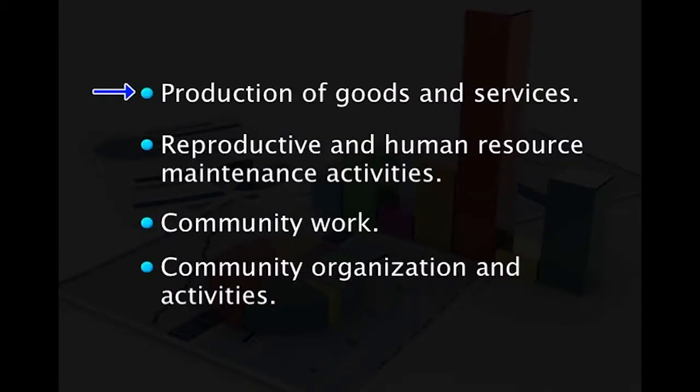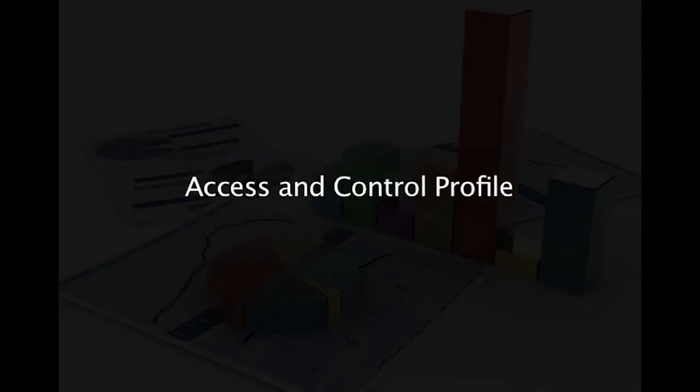Let us see what are the issues considered under the activity profile. They include production of goods and services, reproductive and human resource maintenance activities, community work, community organization and activities. The second thing is access and control profile.